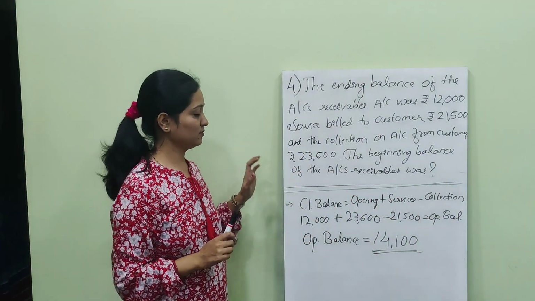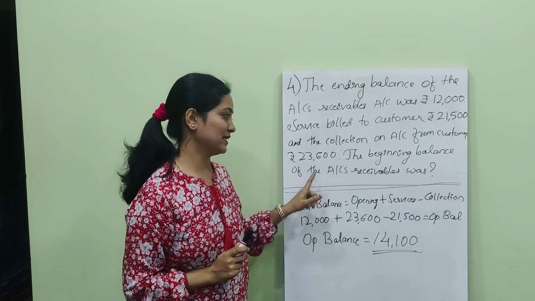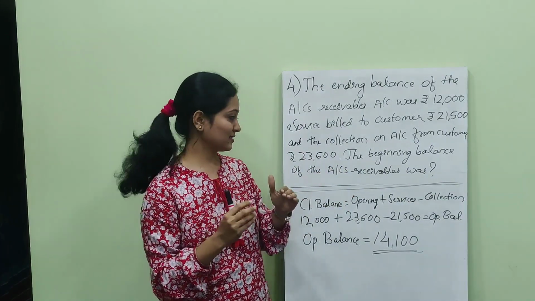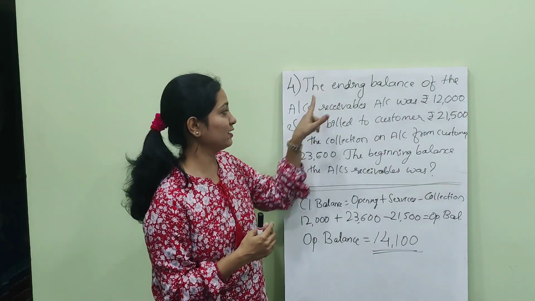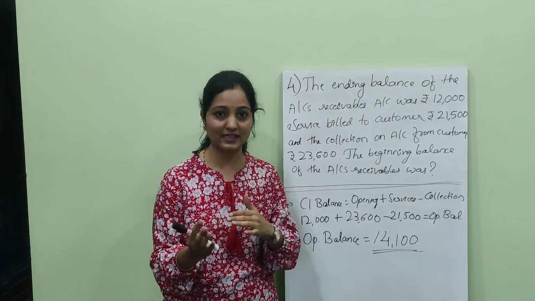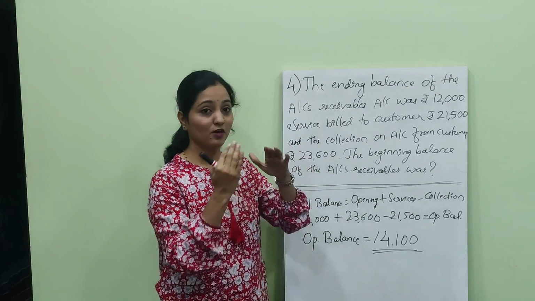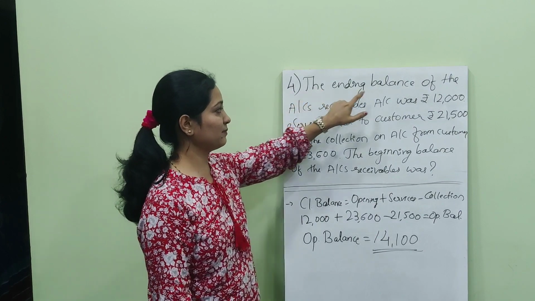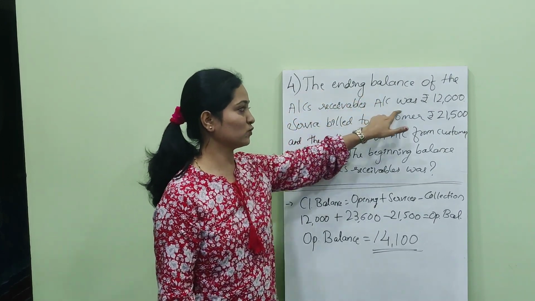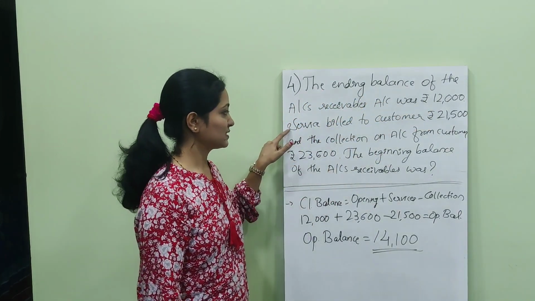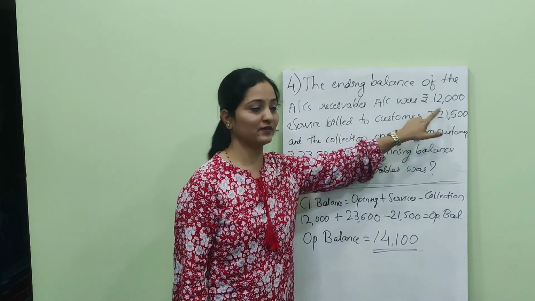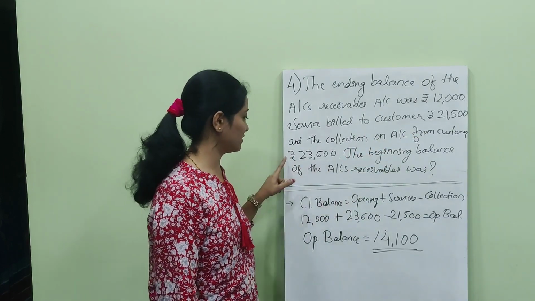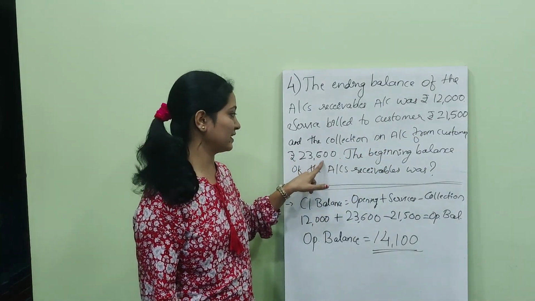So the next problem is to calculate the beginning balance of the account receivables. Some kind of problems they will be asking, means they are giving here the ending balance of the account and we need to calculate the opening balance of that account by going reverse to the account. So now let us see the question. The ending balance of the accounts receivable account was rupees 12,000. Service billed to customer rupees 21,500 and the collection on account from customer rupees 23,600.